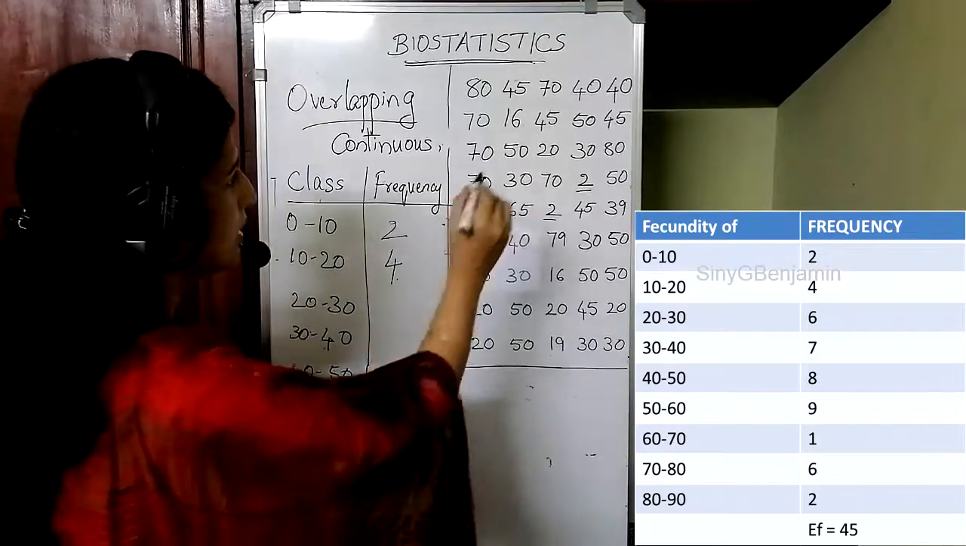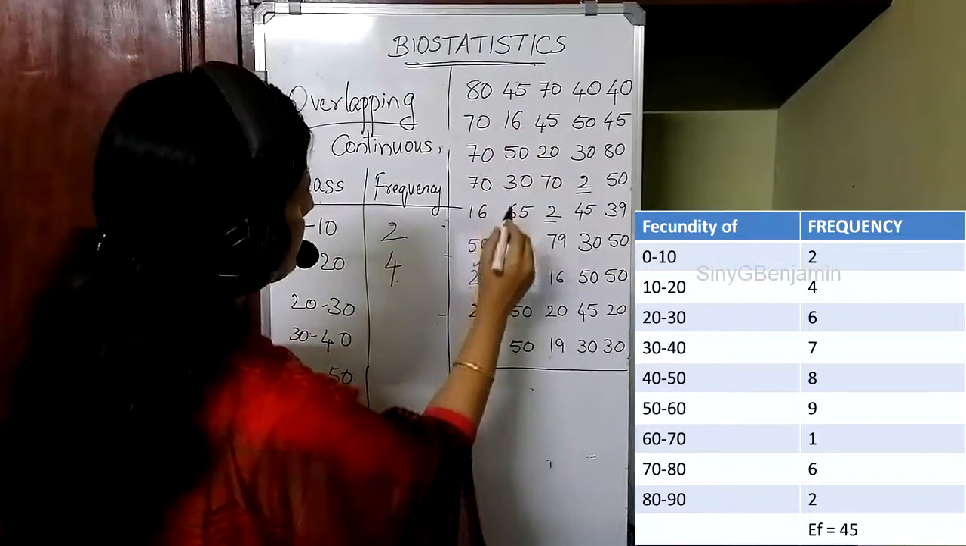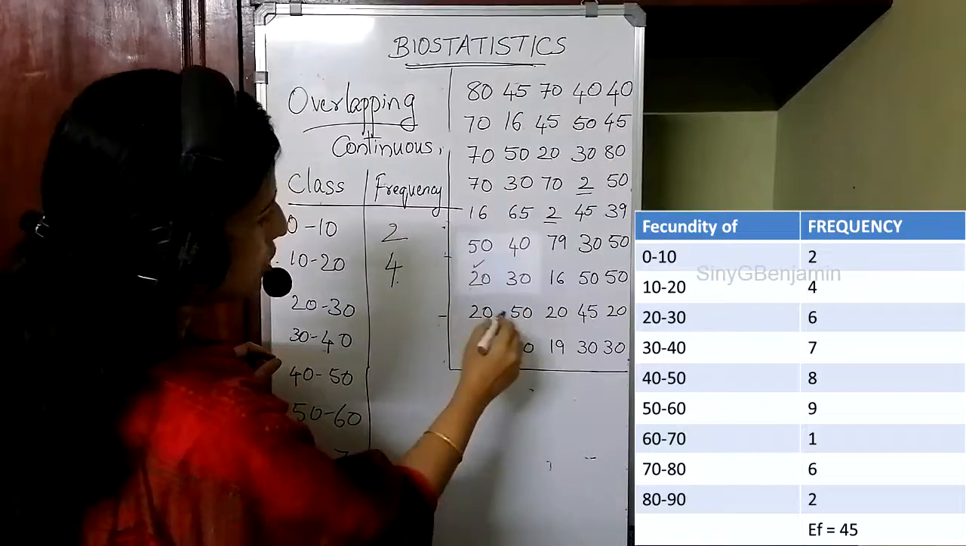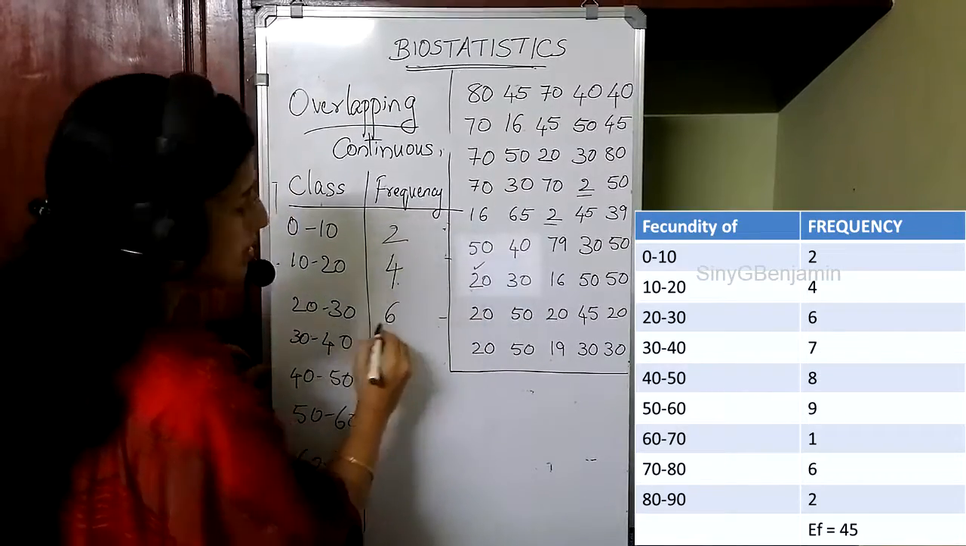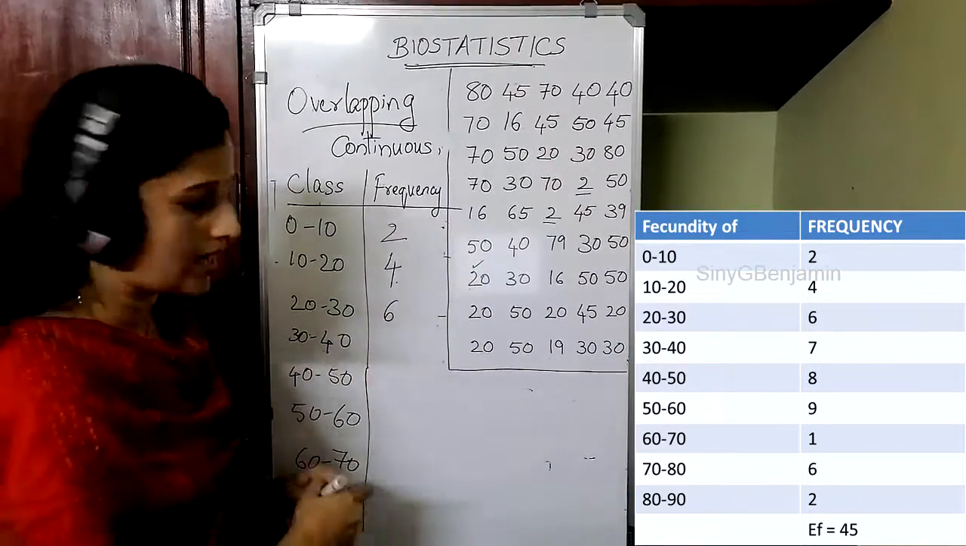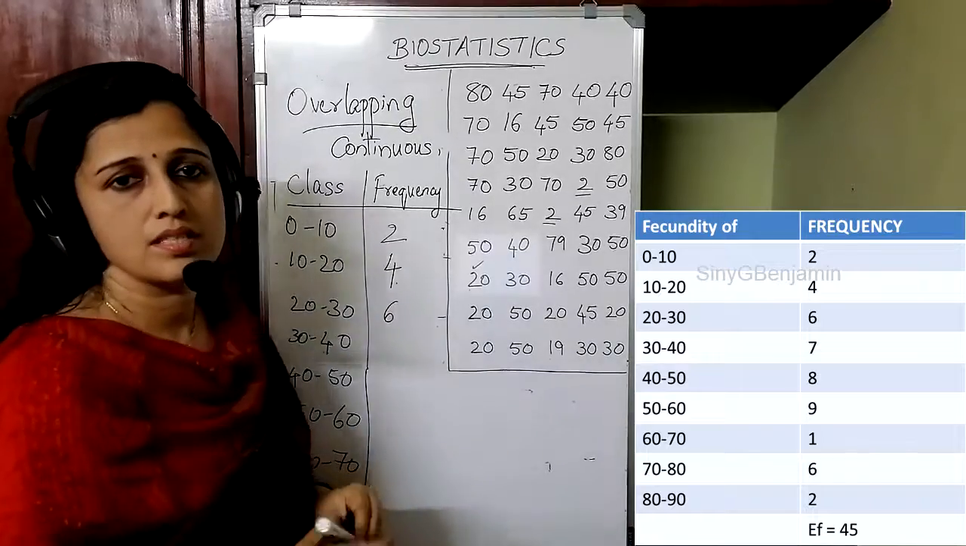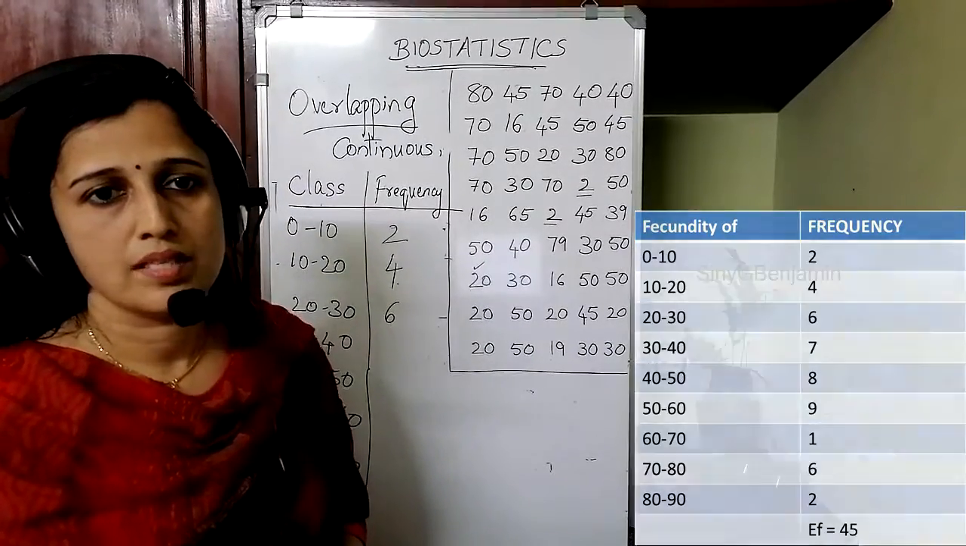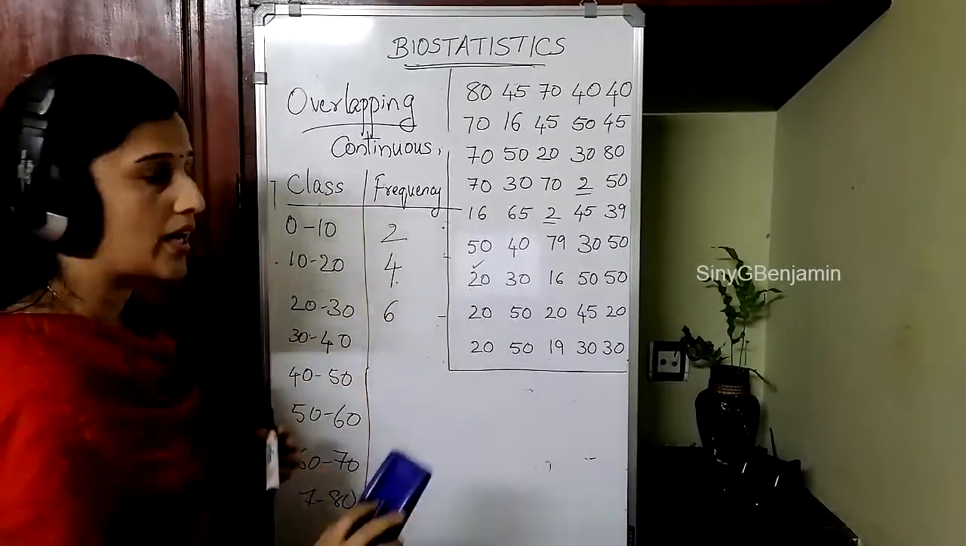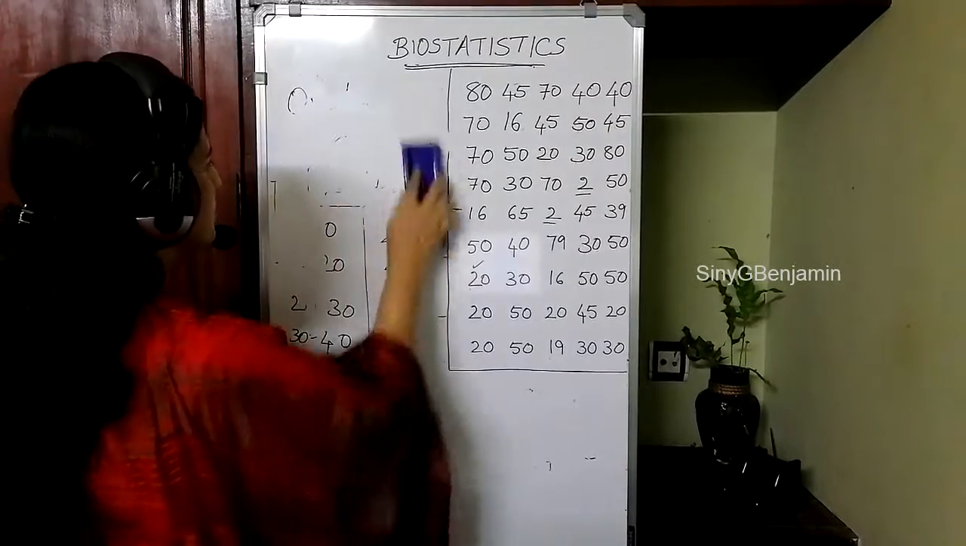Then from 20 to 30, the values here you can find 16 is there, 19 is there, 20 is there. It comes to 6 and it goes on like that. You can see here how it is prepared, the overlapping frequency table. Now next is non-overlapping frequency table.